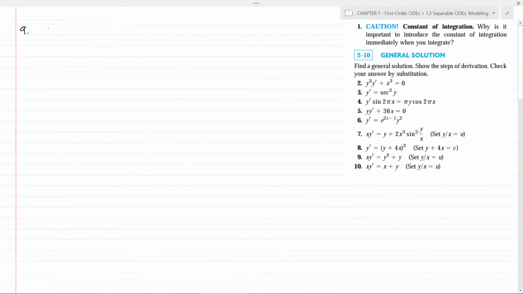Problem 9. x y prime is equal to y square plus y. In the question it has been given to substitute y by x is equal to u, which implies y is equal to xu, and if we take the derivative with respect to x on both sides, we get y dash is equal to x u dash plus u.